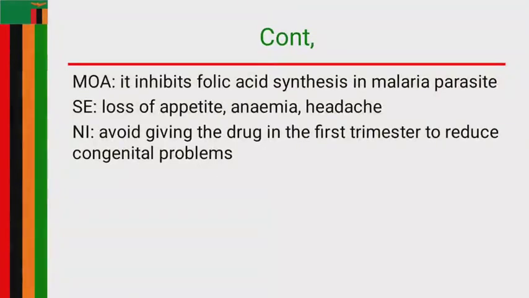Now, the mode of action of Fansidar is that it inhibits folic acid synthesis in the malaria parasite, but it may give certain side effects like loss of appetite, anemia, and headache. Hence, as a nursing implication, you will avoid giving the drug in the first trimester to reduce congenital problems. And this is why during the first trimester, if the woman suffers from malaria, even if it is uncomplicated malaria, they may still be given artesunate because Fansidar or Coartem may not be suitable in the first trimester.